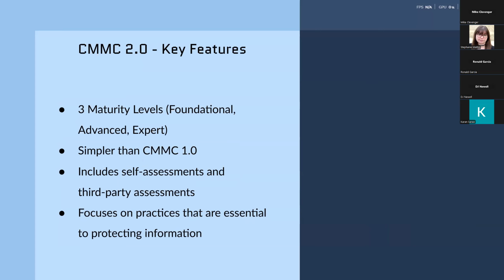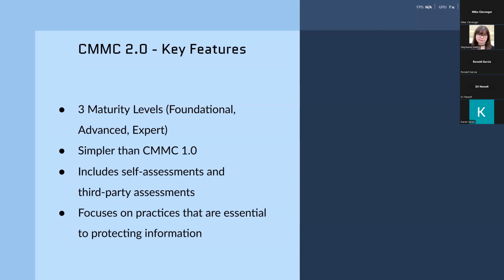CMMC 2.0 was introduced to streamline the original model and reduce the burden on contractors. It narrows the certification down to 3 maturity levels instead of 5. Level 1 is for companies with lowest risk and always self-assessment. Level 2 involves more rigorous requirements and typically requires a third-party assessment, depending on the sensitivity of the work. Level 3 is reserved for organizations handling the most critical information and will be assessed directly by the DoD.